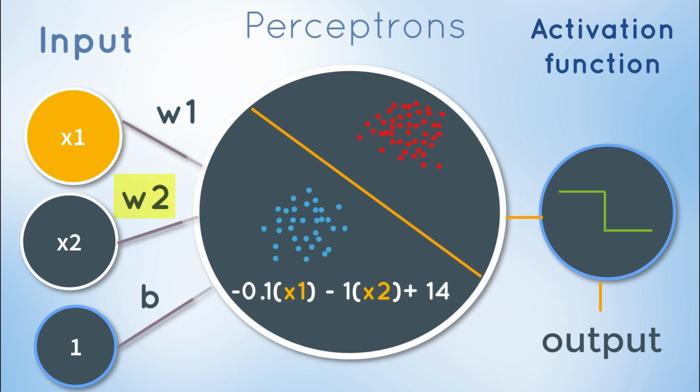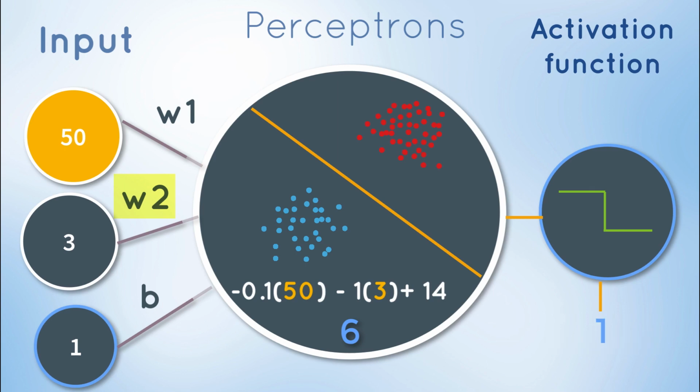Suppose someone is 50 years old and has 3 millimoles per liter of blood sugar. If we take their linear combination, it results in a positive value of 6, which our activation function would process and return a prediction of 1. If I change the age by a factor of 10, make it 60 years old, it barely changes the value. Whereas if I change the sugar level by a factor of 10, it has a dramatic impact on the score.